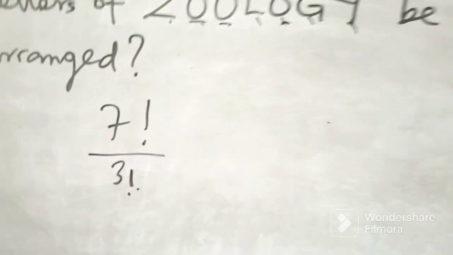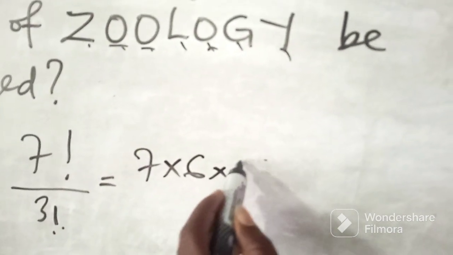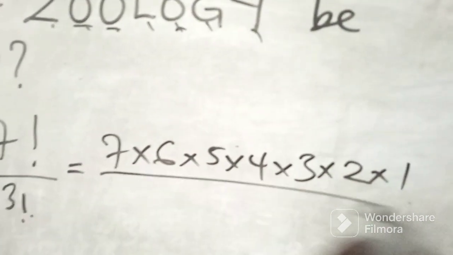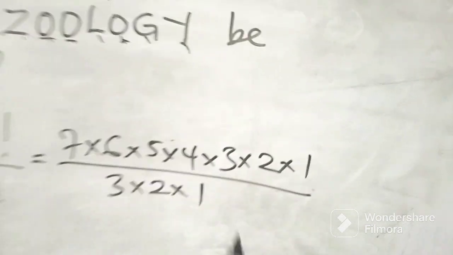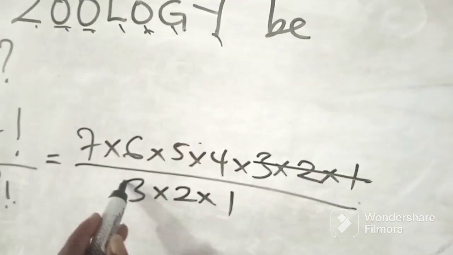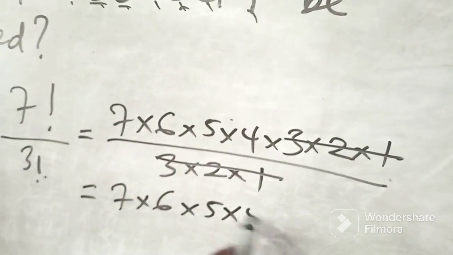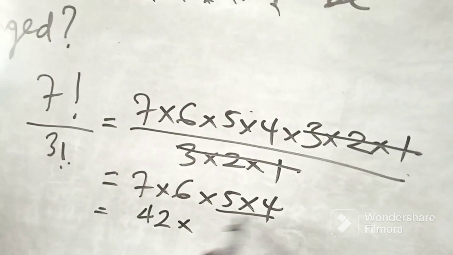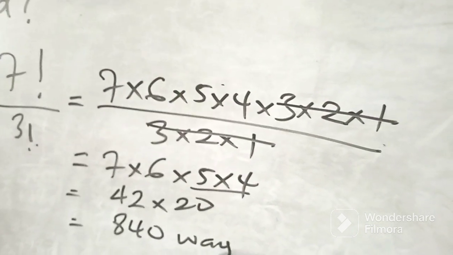7 factorial is 7 times 6 times 5 times 4 times 3 times 2 times 1 over 3 factorial, which is 3 times 2 times 1. So 3 times 2 times 1 up can cancel the 1 down, and we are left with 7 times 6 times 5 times 4, where 7 times 6 is 42, times 20. So if you multiply it, you are going to have 840 ways. So you can see it is very simple.